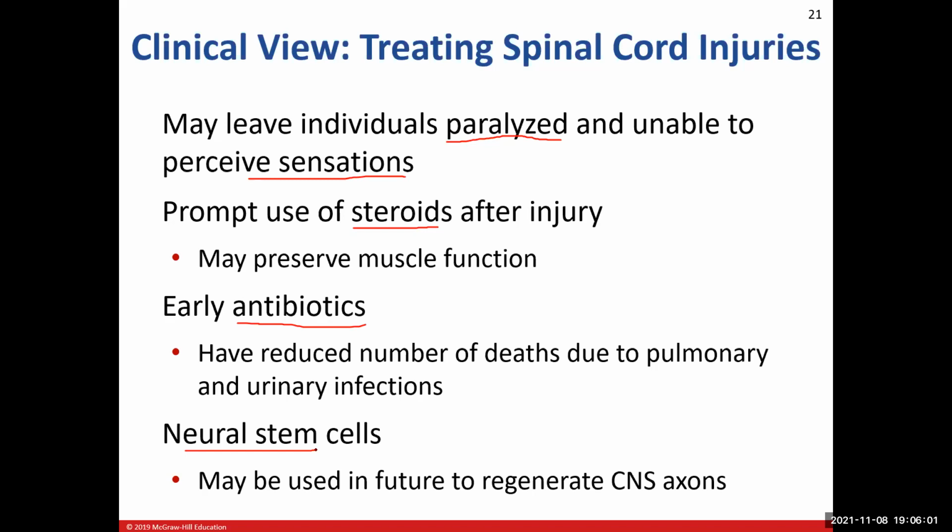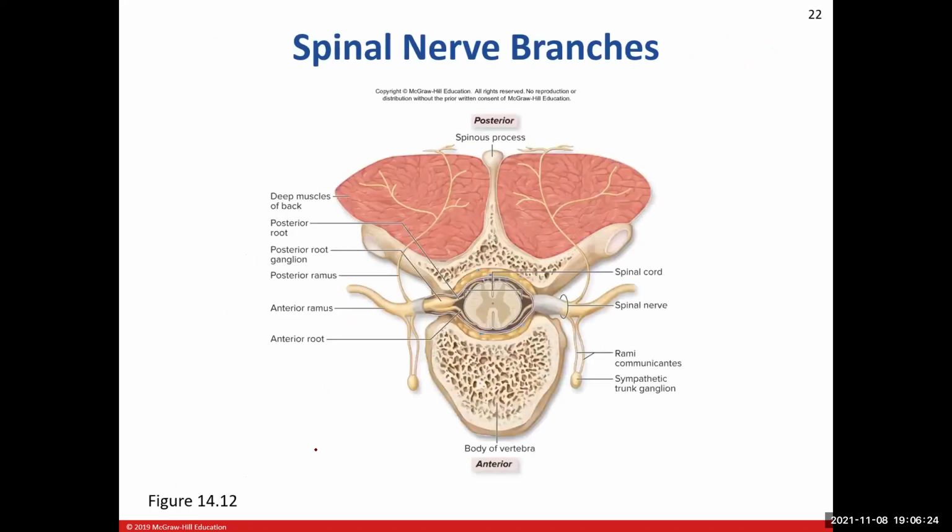Because remember when we were talking about in chapter 12, how in the central nervous system, if an axon or neuron gets damaged, normally scar tissue forms because the glial cells pretty much prevent the axons in the central nervous system from regenerating, but the neural stem cells can help with that. But again, it's still something that we're working on. We haven't perfected that yet.